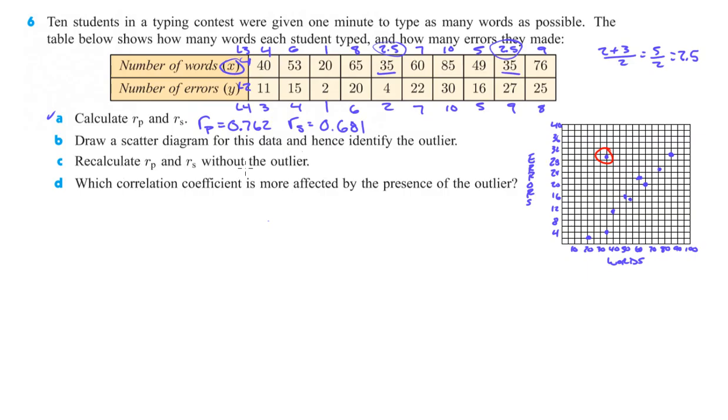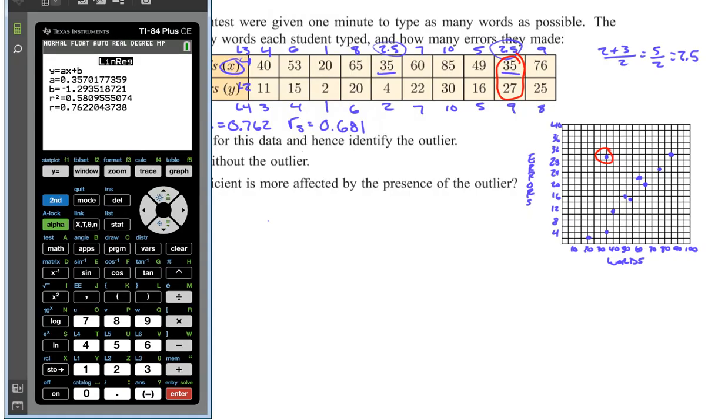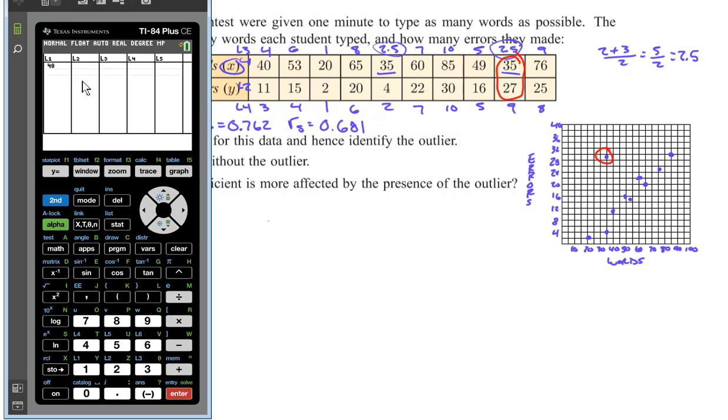Recalculate RP and RS without the outlier. So we have to take out the point that is 35.27. So this here is our outlier. So we're going to get rid of that outlier from our data. If we're getting rid of that outlier, it's actually not too bad in our regular data list here with this 35 and 27 we got to get rid of, but it's going to make it a little bit more challenging. We have to re-rank everything with Spearman's.